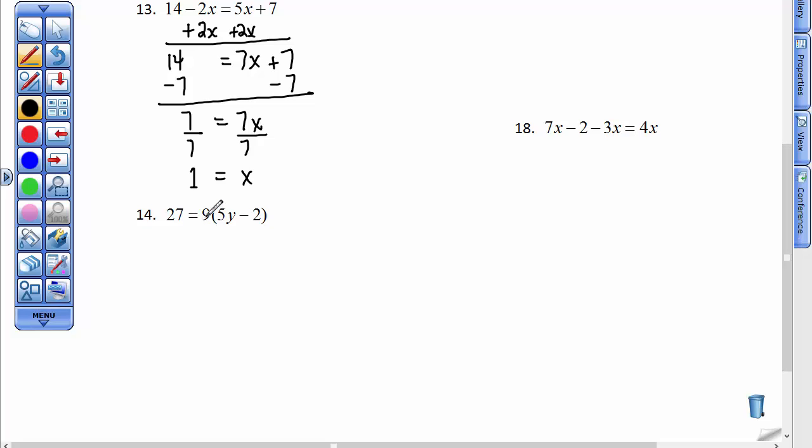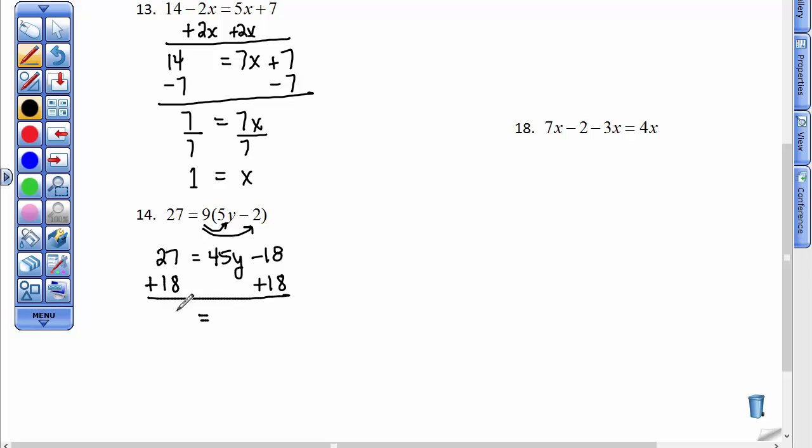Next, if I have some grouping symbols, I need to distribute and clean those up before I use any of my principles as well. So 9 times 5 is 45y, and 9 times a minus 2 is a minus 18. I want to isolate that y term, and it's got a minus 18 hanging out with it. So I have to add 18 so that those will go away.